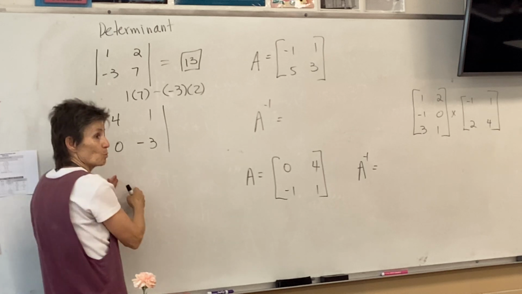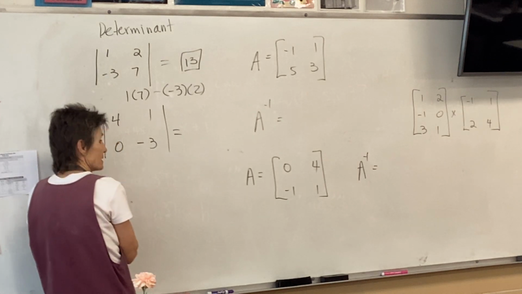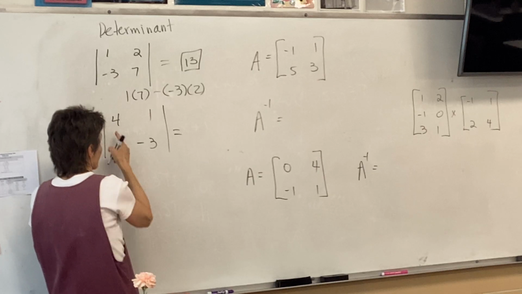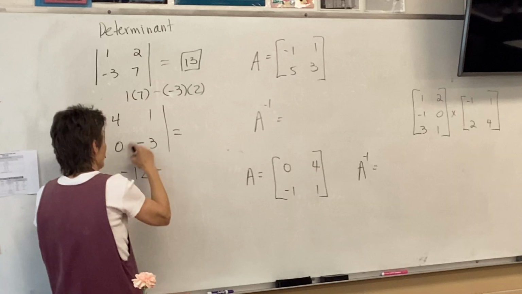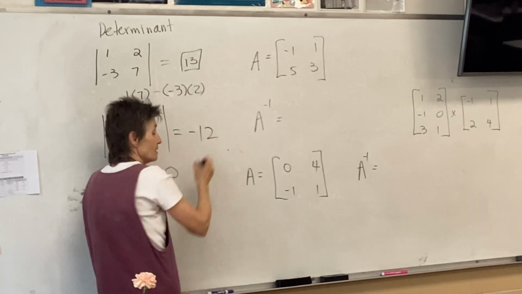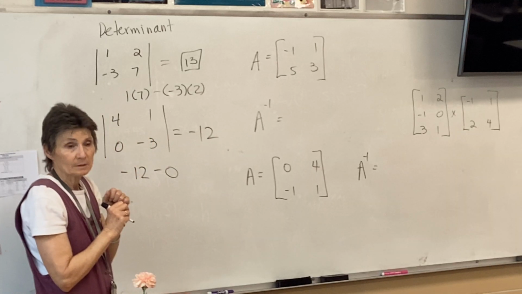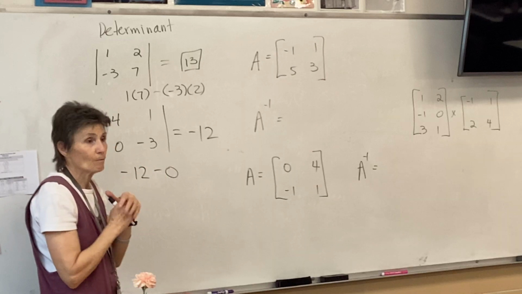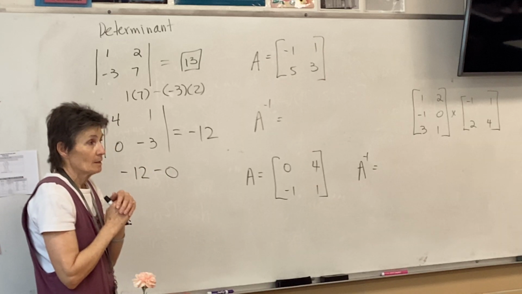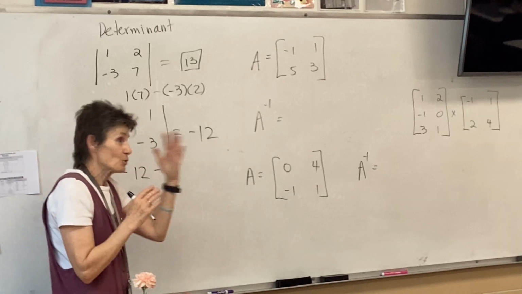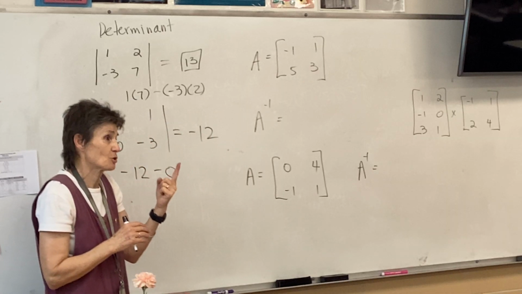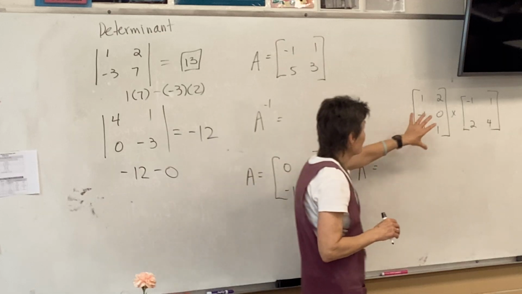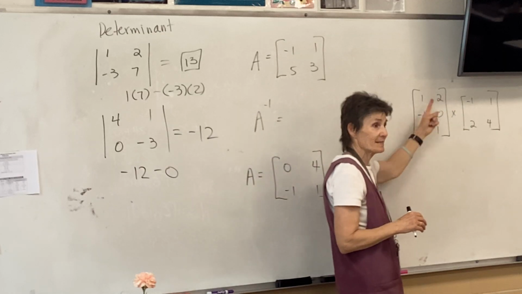Right? So what's this one? What is the value of this determinant? -12 minus 0, so it is -12. That's all there is to finding the determinant. Now, for your information, you can't find the determinant of a matrix unless it's square. So you'll never have to find the determinant of something like this.